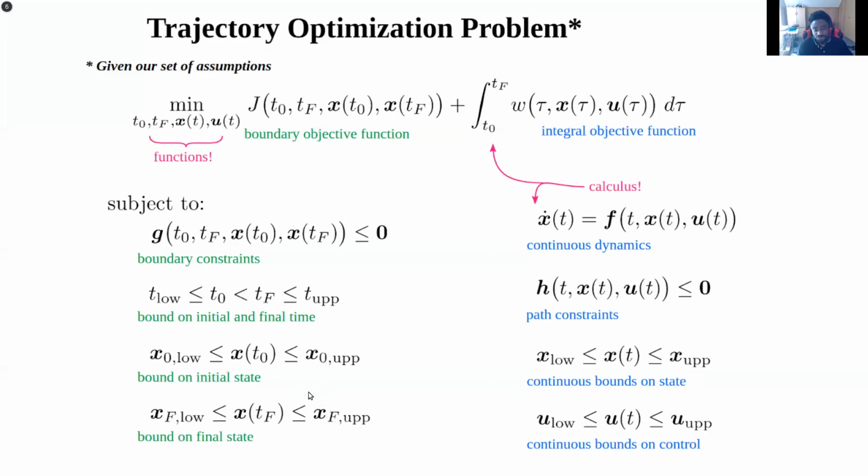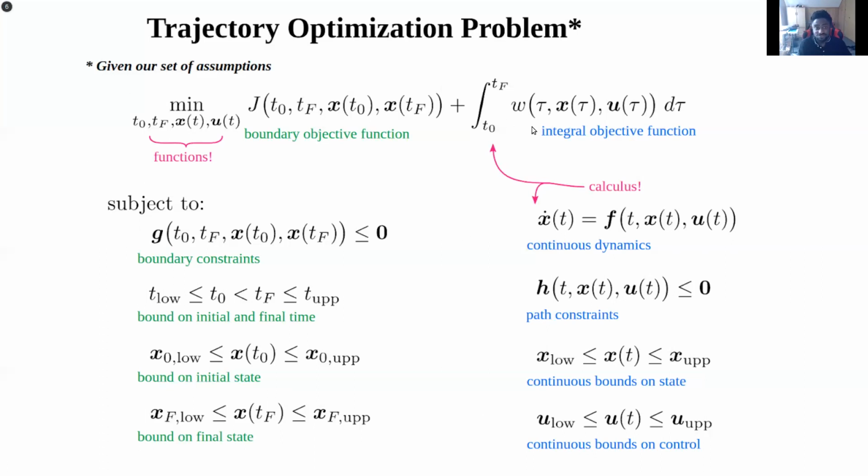And if you also want to limit the torque or the control inputs to the system, you could specify boundary constraints that basically specify the highest control input you want to give to your system and the lowest control input you want to give to your system. And so you apply all these constraints as well as specify the objective function.